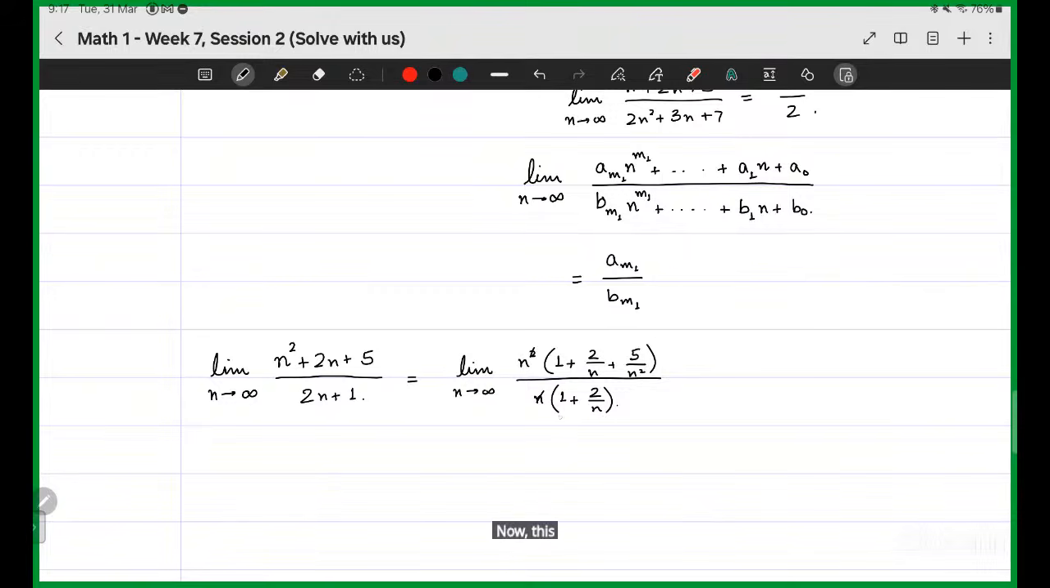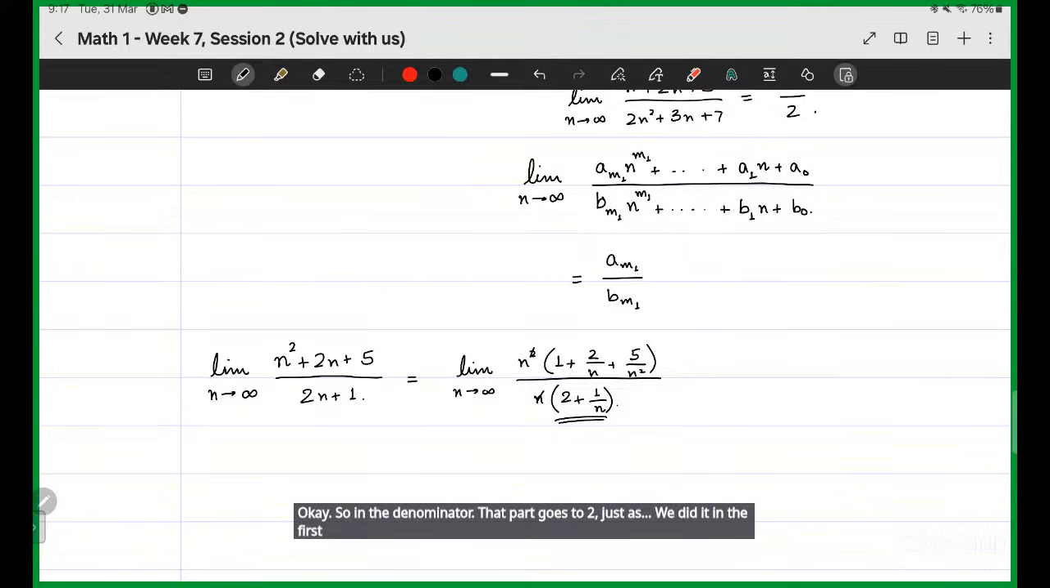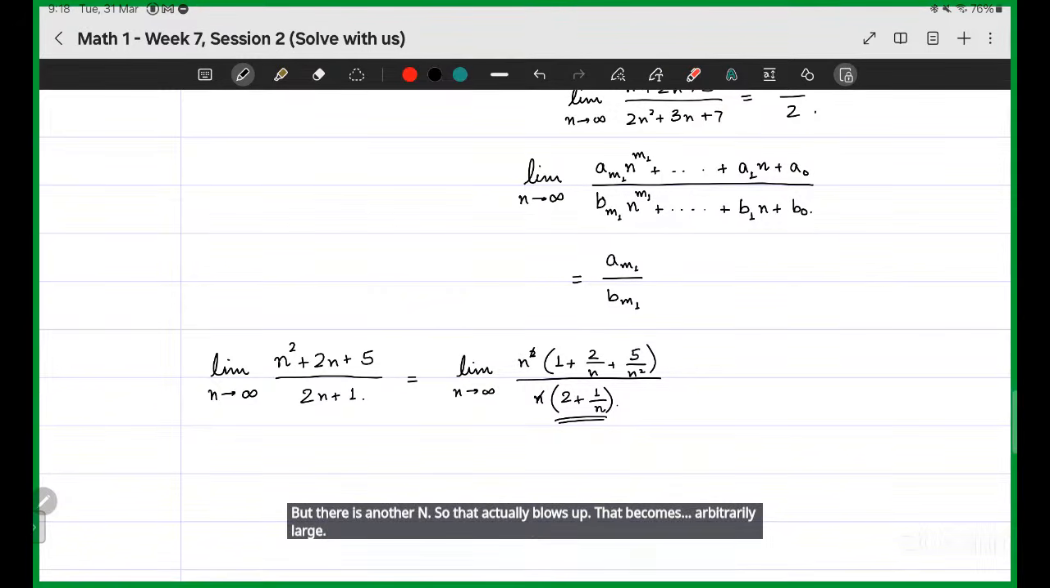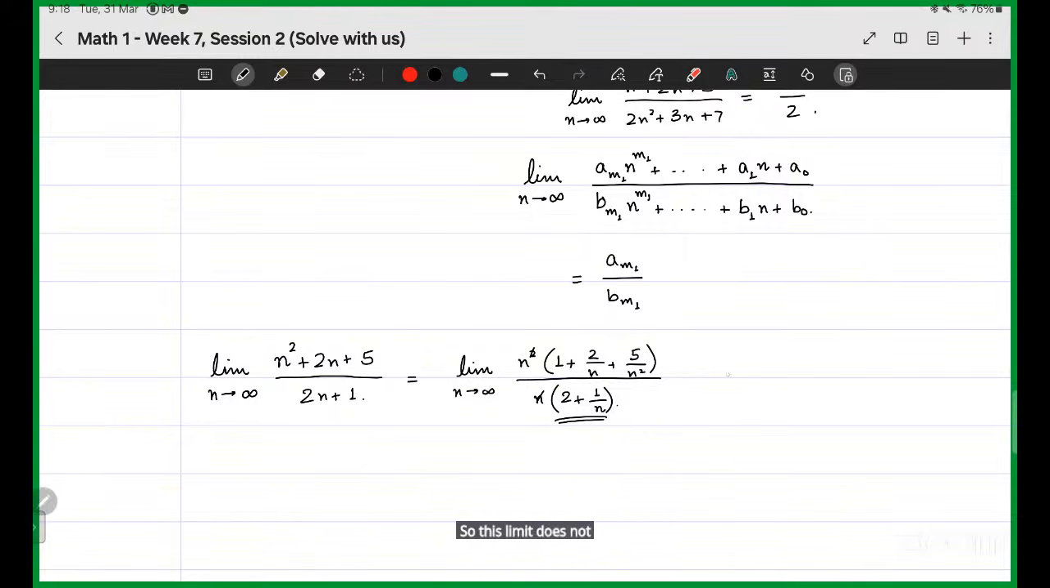Now, this part goes to 1. What did I do? I did something wrong. It should be n times 2 plus 1 by n. Okay. So in the denominator, that part goes to 2, just as we did it in the first case. The denominator goes to 2. But what about the numerator? This part in the numerator goes to 1 again, but there is another n. So that actually blows up. That becomes arbitrarily large. So this limit does not exist.